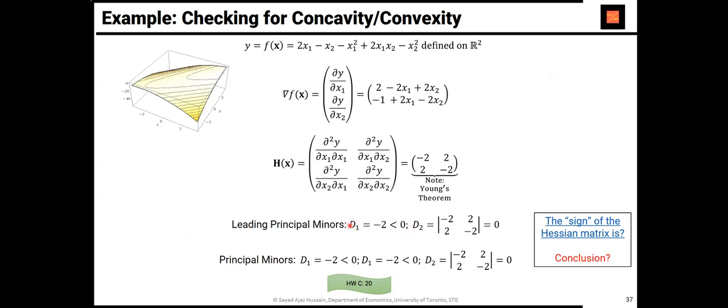Because you would need to actually have those things be bigger than or equal to 0, or bigger than 0. So since it's actually strictly negative, it's possible that this thing is concave or strictly concave. But now when I look at the second leading principal minor, I notice that that determinant is 0. So I'm unable to conclude that this is negative definite because this is equal to 0.